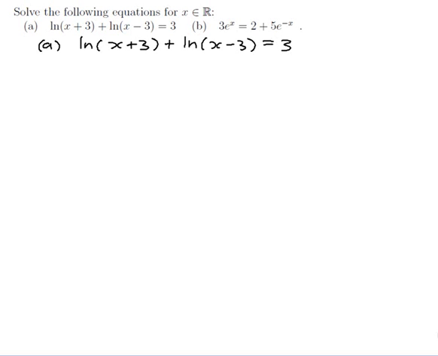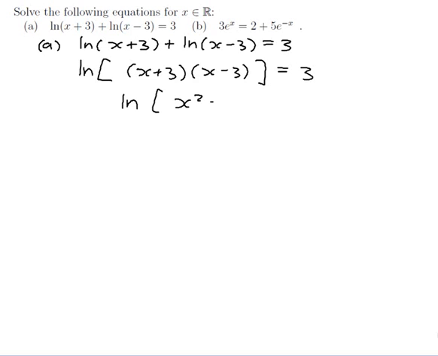That's it, there's a rule. There's a rule that says plus between the logs is multiplication inside the logs. So I can convert this to ln of (x + 3) times (x - 3). And that's still equal to 3 because I haven't done anything to the 3. Okay, so (x + 3)(x - 3), that's the difference of two squares. So I could expand that out to get x squared minus 9.